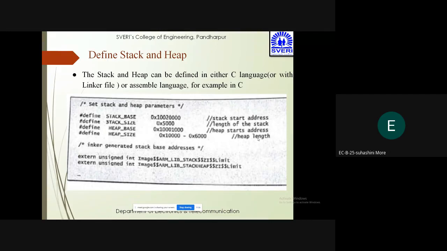Then we can see externally unsigned integer image is given by ARM library stack limit, and external unsigned integer image will be given by ARM library stack heap limit. So this is how stack and heap can be defined in either C or in the assembly language.